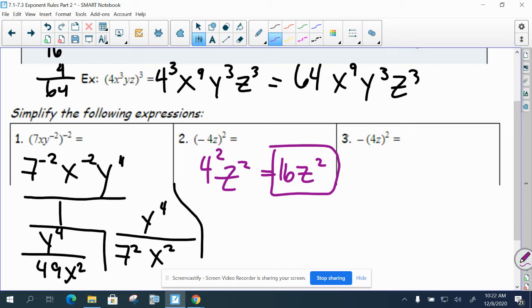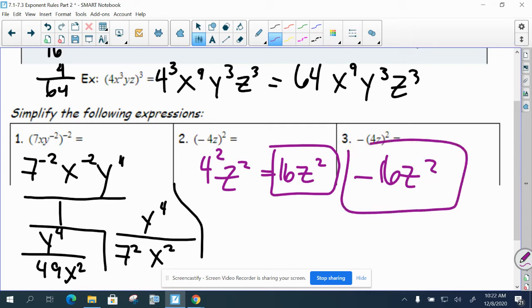Now, number 3, the tricky part is that the negative sign is not in parentheses, so it's not being raised to the second power. It's just kind of a negative sign out in front. So it actually stays. So this would be negative 16 z squared. So be really careful when you see a negative sign and whether or not it's in parentheses, whether it's being raised to the exponent or not.